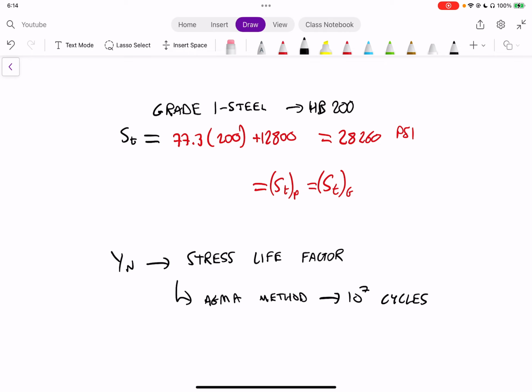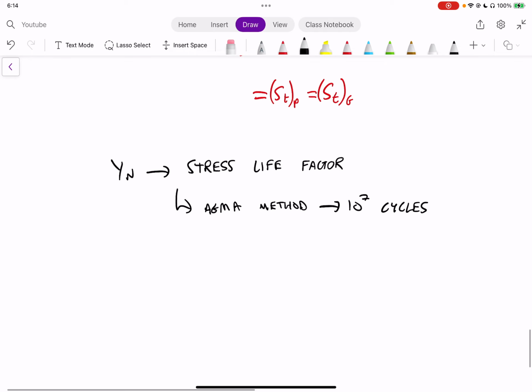Okay, it's made for 1 million cycles, and it says, well, for 1 million cycles, your ratio of S sub T over sigma, and I'll put a B here for bending, over sigma bending should be at a factor of 1. It should be correct. So essentially, Y sub N should be equal to 1 for 10 to the 7 cycles. Now, once you start increasing those cycles, you start getting more wear and more strength wear.